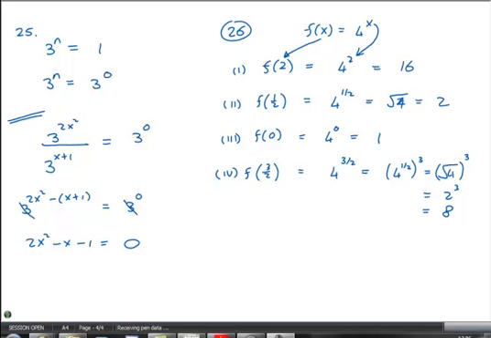Last part, part 5. F of 5 over 2. You'll deal with this in a similar way. It'll be 4 to the 5 over 2. It'll be 4 to the power of a half, so break up that 5 over 2. Working downwards, root 4 to the power of 5, 2 to the power of 5, and I think that's 32. Okay, that's your indices.